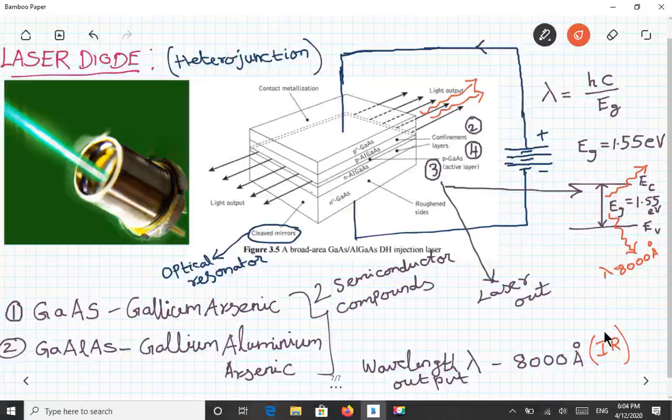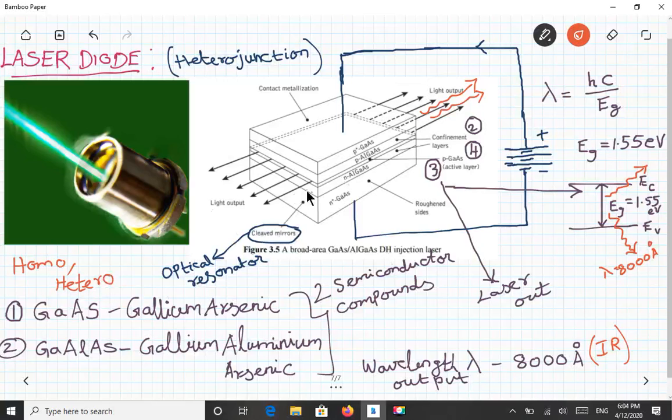Hi everyone. So the next topic we are going to see is the laser diode. You are already familiar with this laser diode, which is a heterojunction laser. You know that there are two kinds of laser, homojunction and heterojunction, which you already saw in the previous semester.